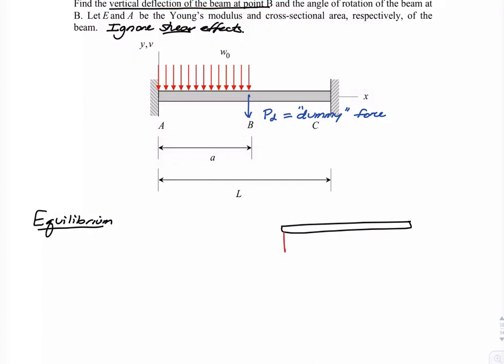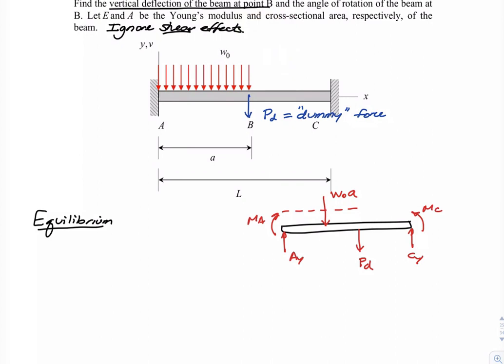I will write down the reactions here. I've got support reactions at A and C. I've got MA, I've got MC, and I've got this line load acting over this length A, so this is W naught A. And then I have the dummy force there of PD.